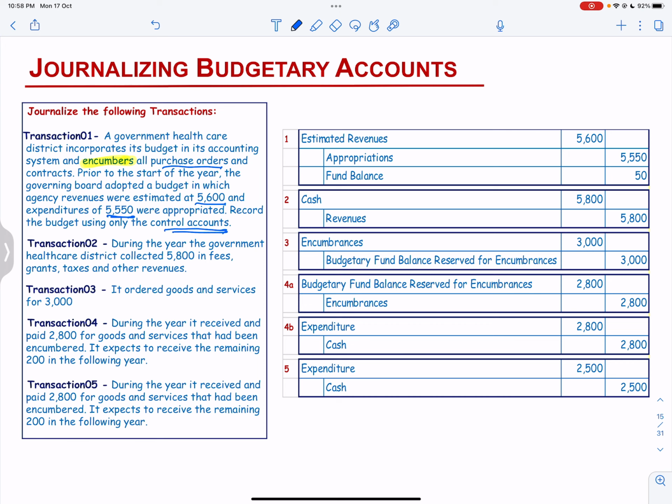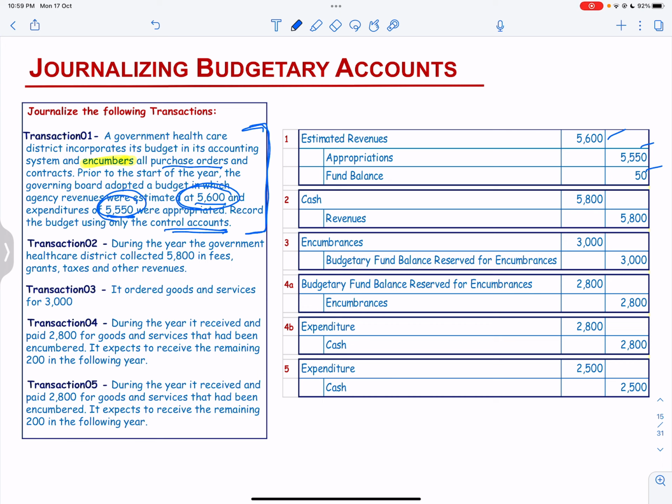Now, since they are spending less than what they have so far, there will be a fund balance of 50, and this entry will be called the original budget entry. Rather, this is going to be the first entry. Don't forget that we have to reverse this entry exactly for the same amount at the end of the year. So we have estimated revenue debit, appropriations credit, and the fund balance is credit.